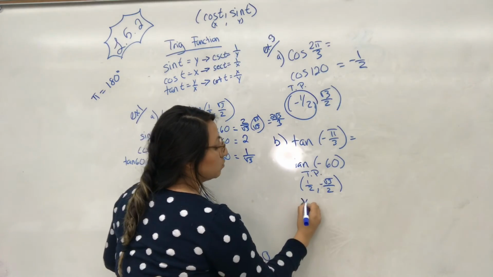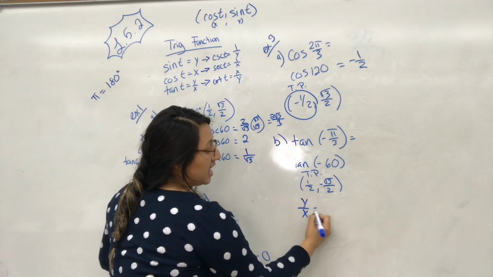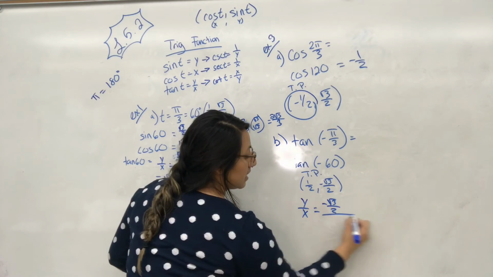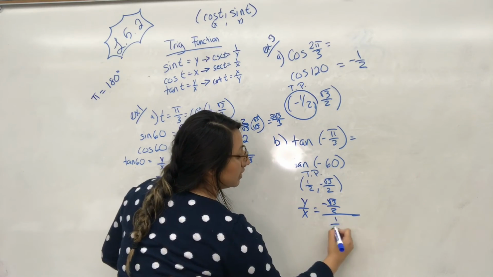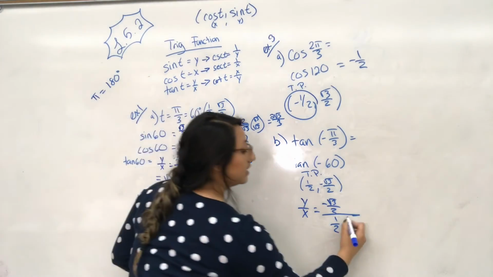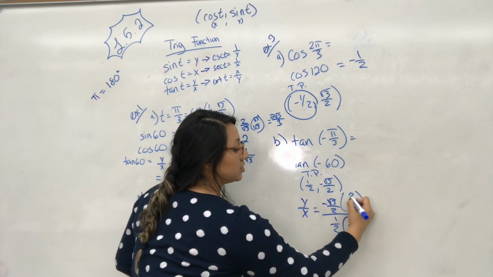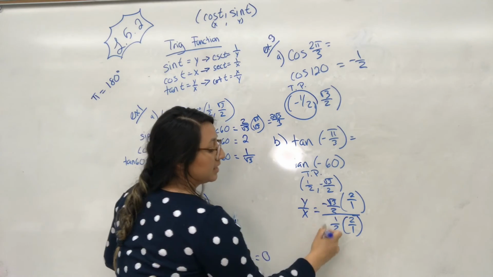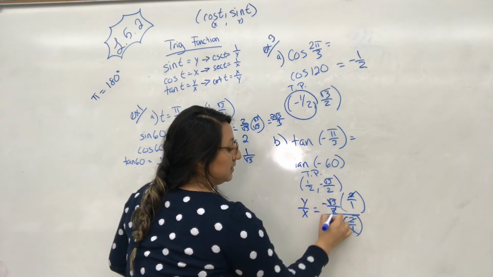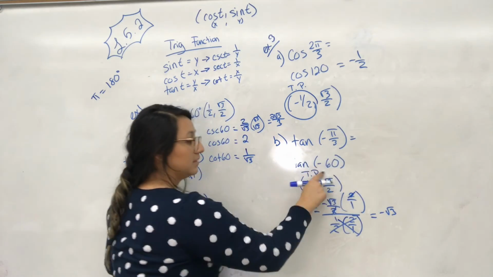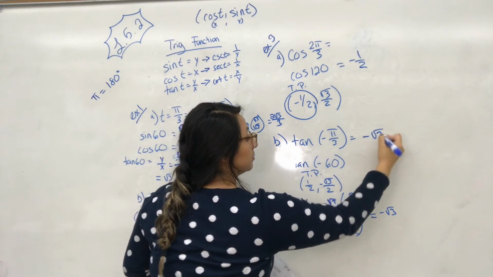Tangent, we know that's y over x. Our y coordinate is negative radical 3 over 2. Our x coordinate is 1/2. Multiply the top and bottom by the reciprocal of the denominator, which is 2 over 1. You flip it. This cancels out. These cancel out, and you get negative radical 3. So your tangent of negative 60 is negative radical 3.